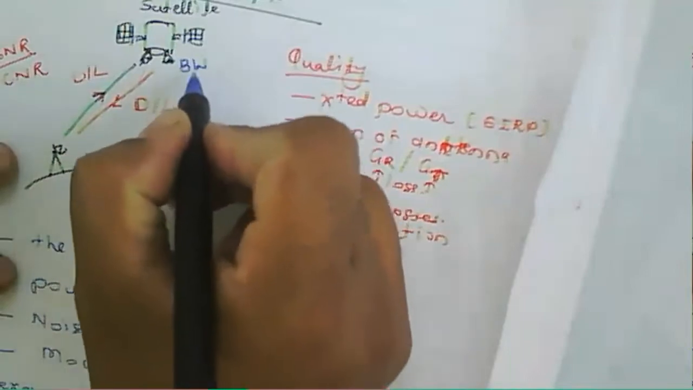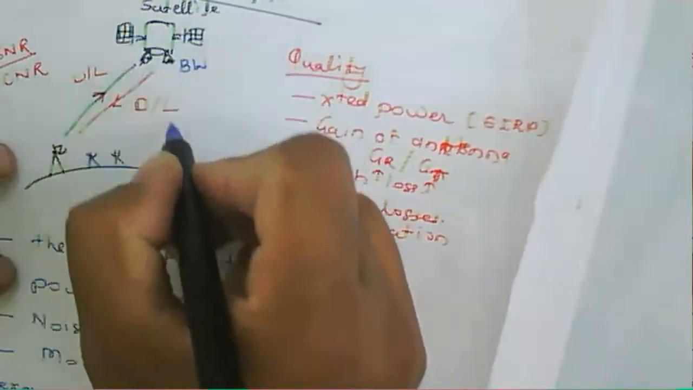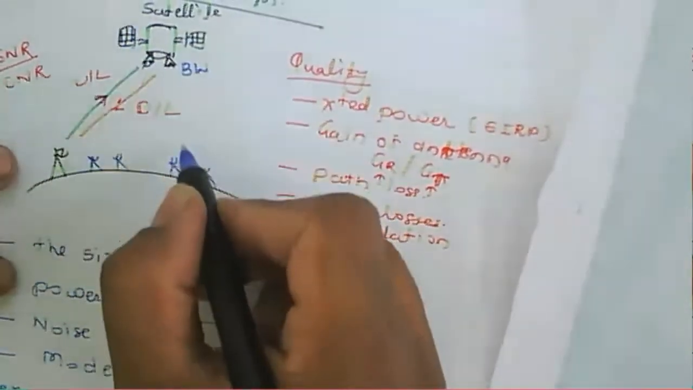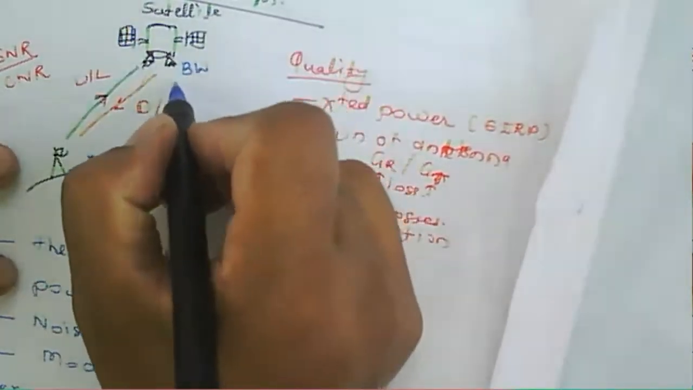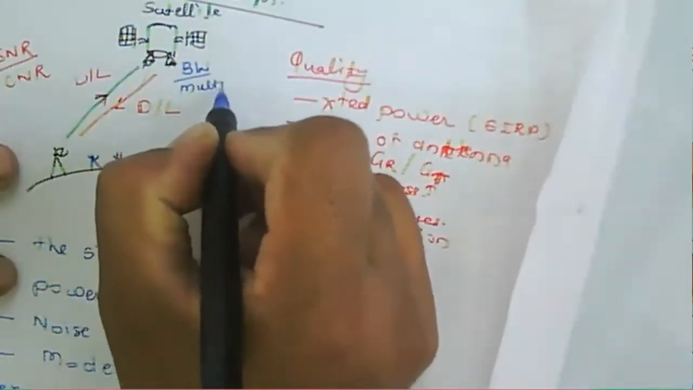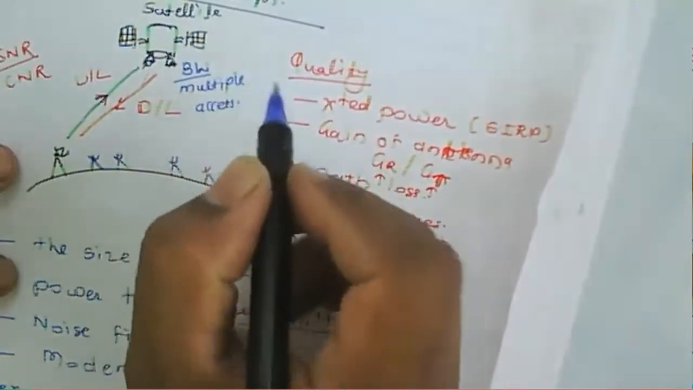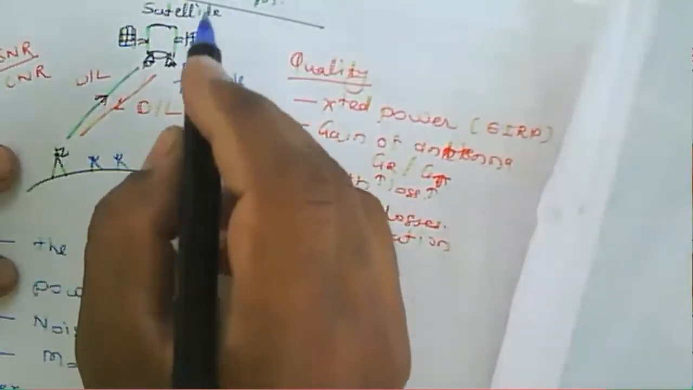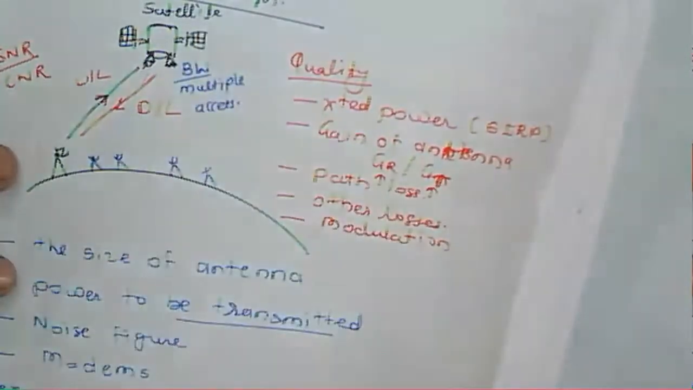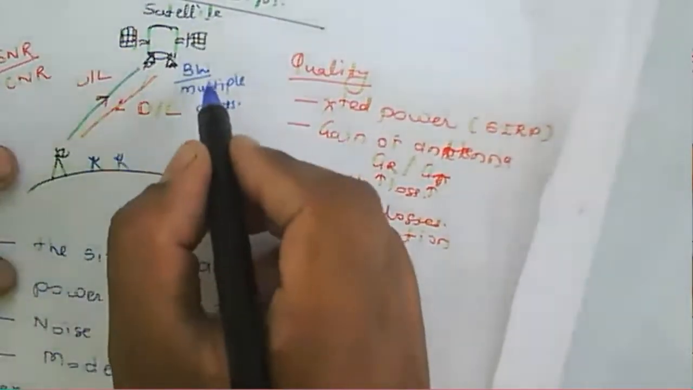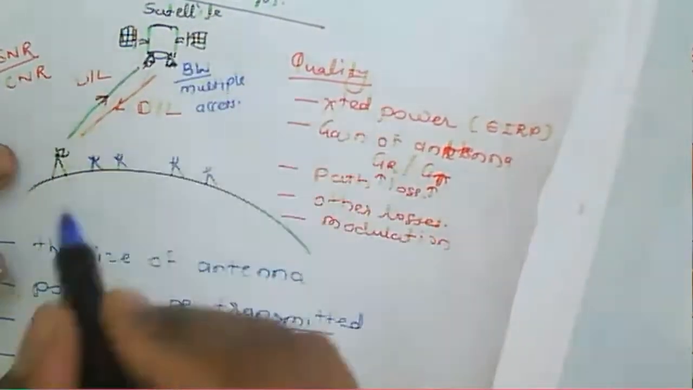So now how are these multiple earth stations communicating? They are simply using a multiple access technique to connect the multiple earth stations. In that multiple access technique we can consider that they are sharing the bandwidth, as well as they are sharing the time and the power.